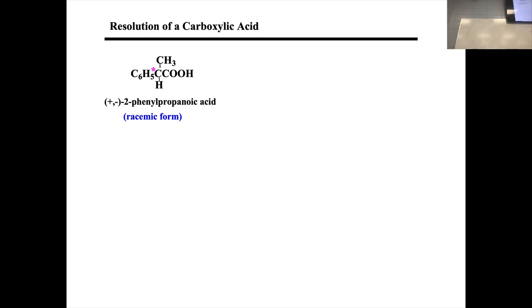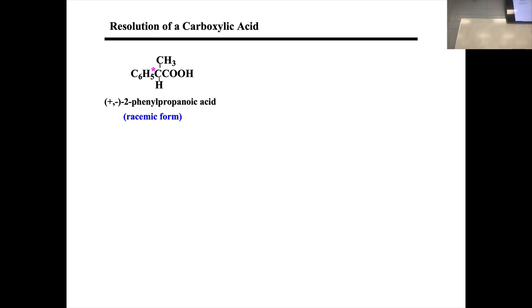Don't worry about the name yet. But what you see is we've got a carboxylic acid, we've got a methyl group, we've got this C6H5 thing, which is a benzene ring, and we've got a hydrogen. We can clearly see where the chiral center is. And this means that I've got equal amounts of the right-handed version and the left-handed version. And I know that the right-handed version and the left-handed version have the same physical properties.